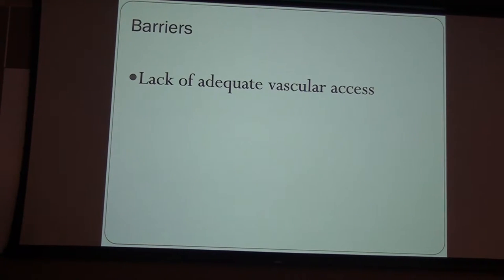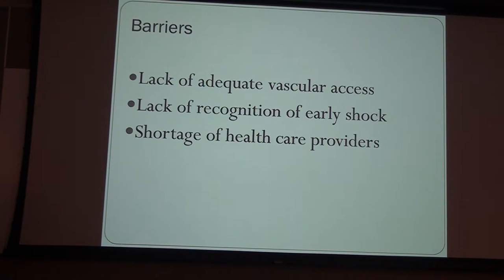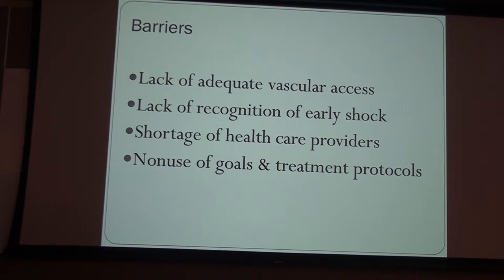So the barriers that they found in this study that made it difficult to implement guidelines and to take care of patients with sepsis were not having vascular access. These are themes that will come up a few times. Lack of recognition of early shock, not having enough healthcare providers to take care of the patient, and then not having enough guidelines or not using guidelines.